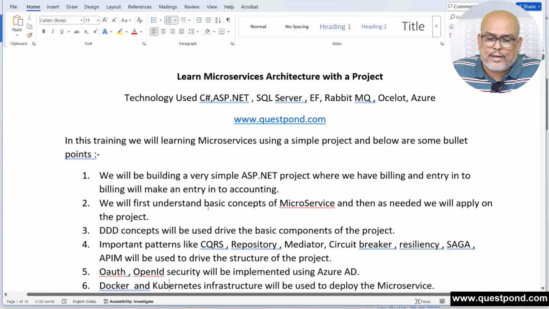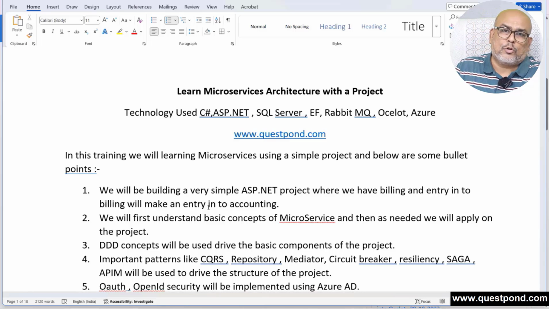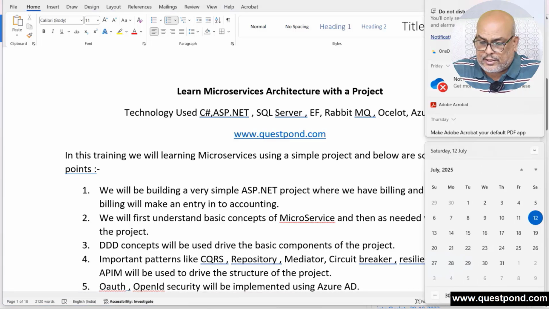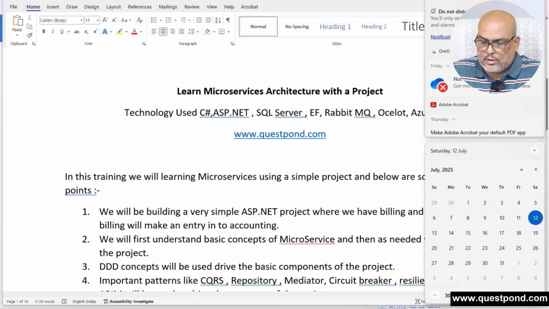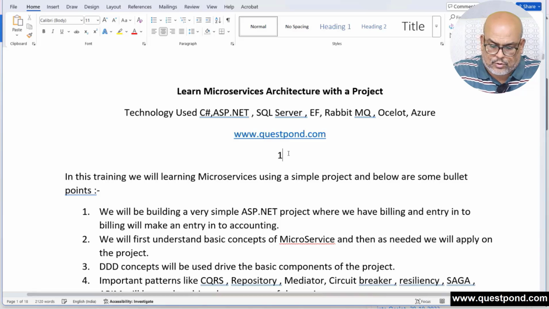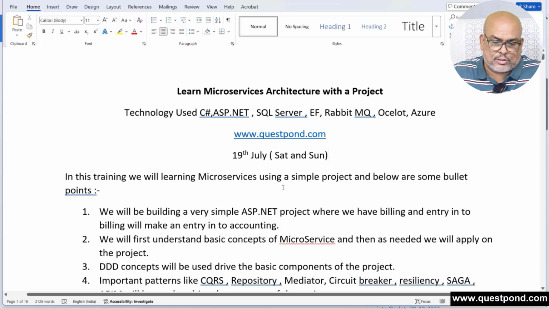This is going to be a very long, exclusive training, and my guess is that it will take at least 4 months. Remember, this is happening on Saturday and Sunday. We are starting from 19 July, and it will be Saturday and Sunday, 1 hour each. So I estimate it will take at least 4 months. Let us see how much time it takes.